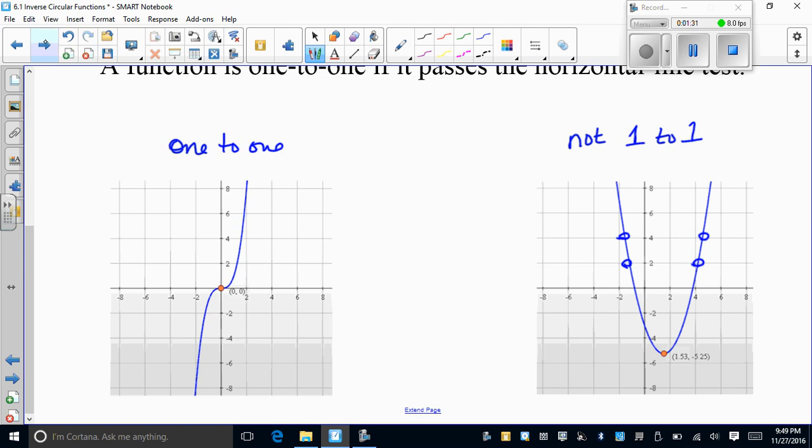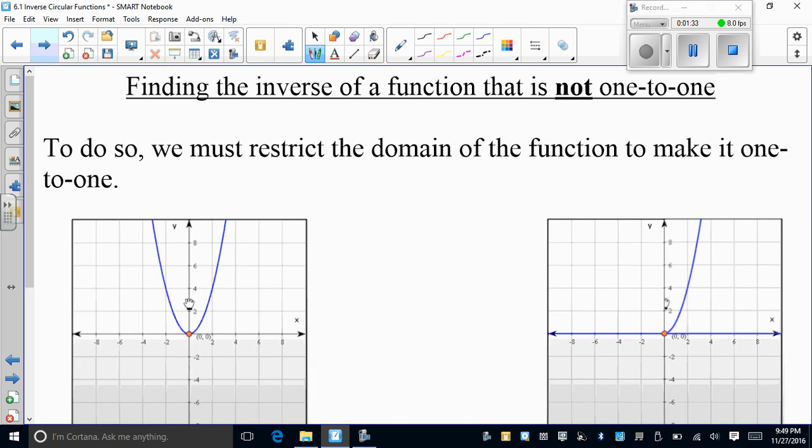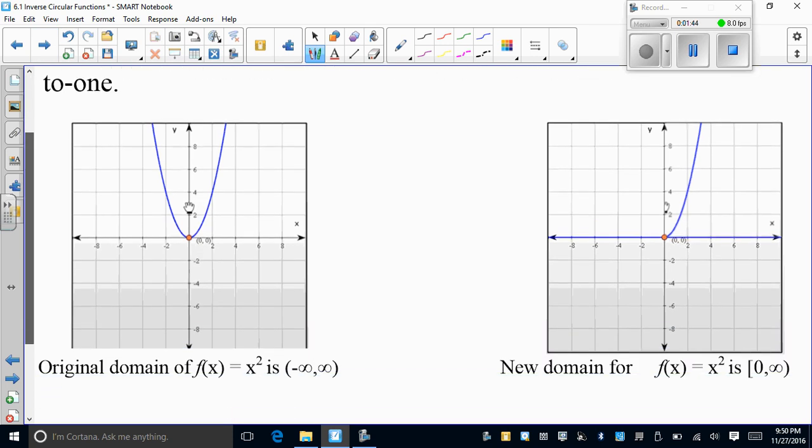Finding the inverse of a function that is not one-to-one. To do so, we must restrict the domain of the function to make it appear to be one-to-one. As in x squared, the original domain is negative infinity to infinity, all values can be taken. But if you restrict it so that we can do the horizontal line test, the new domain is 0 to infinity. If they tell you to restrict it, always restrict it on the positive side if you can.